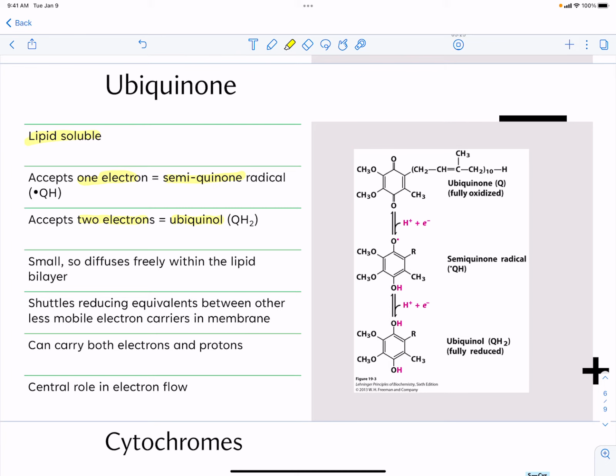around, so it's going to be a shuttle that is going to carry electrons through the membrane in between the complexes 1 to 3 or 2 to 3. And ubiquinone can carry electrons, or it can carry protons in the form of hydrogen.